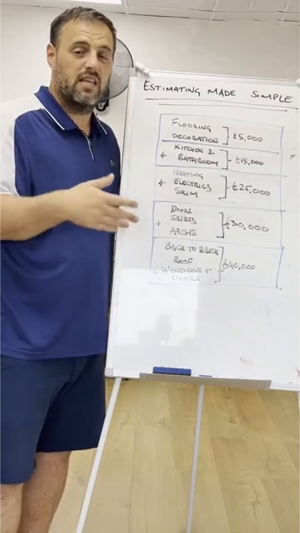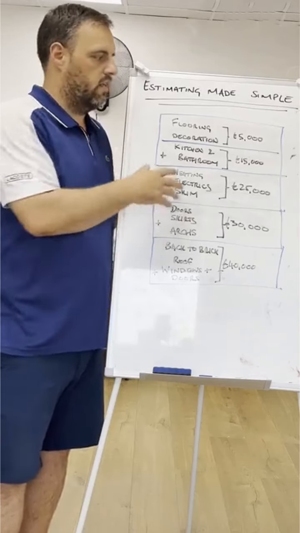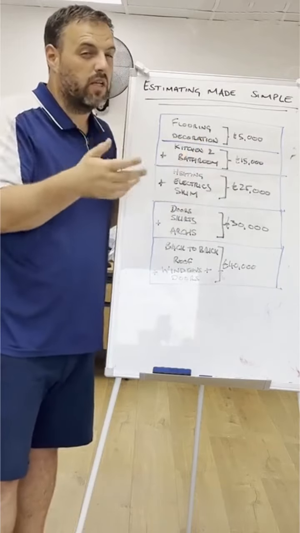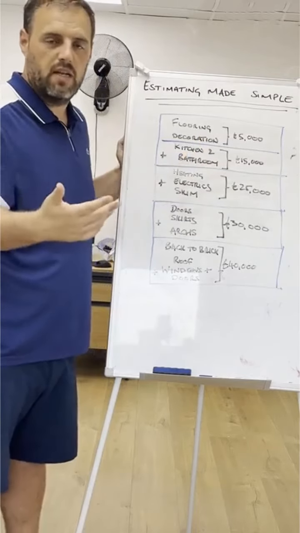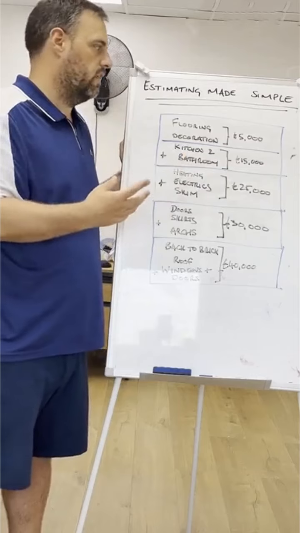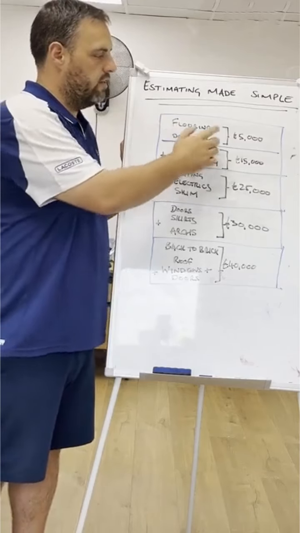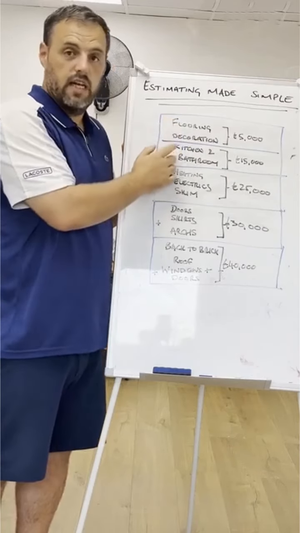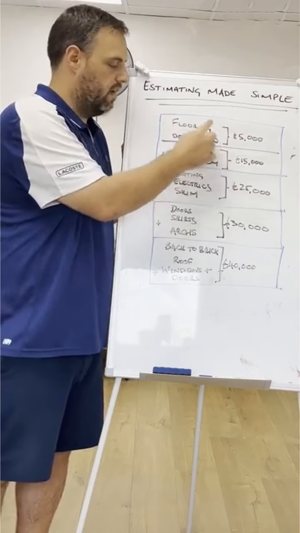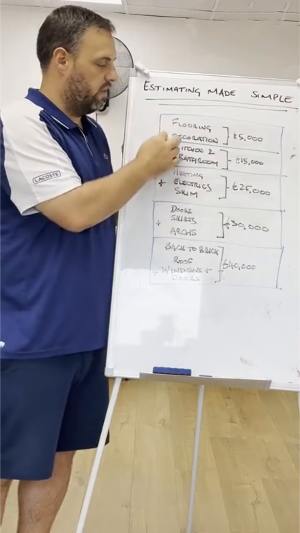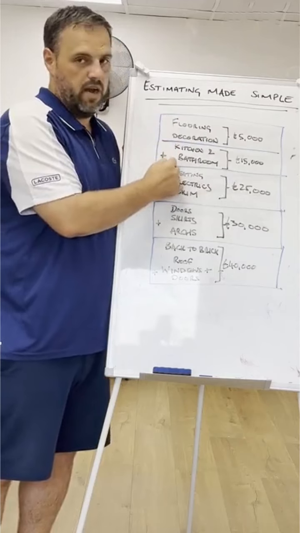If you're putting something in that's relatively nice, then you want to be allowing this much money, and that's probably going to give you some buffer for project management fees and contingency and things like that. So yeah, flooring, decoration, £5,000. Flooring, decoration, kitchen and bathroom, £15,000. So this is how this table works. So basically flooring and decoration plus a kitchen and a bathroom.